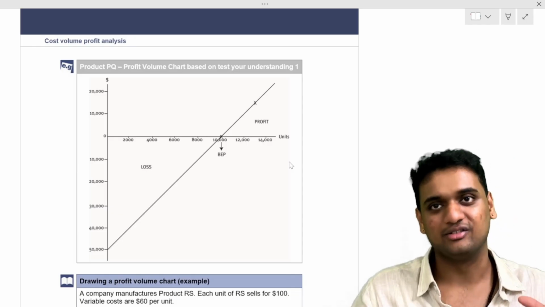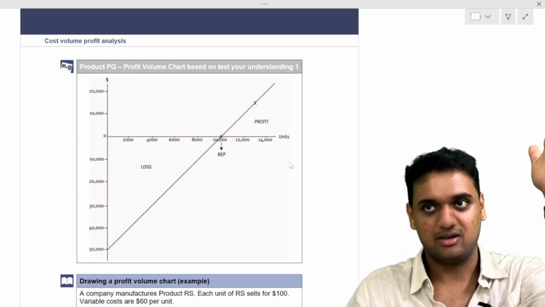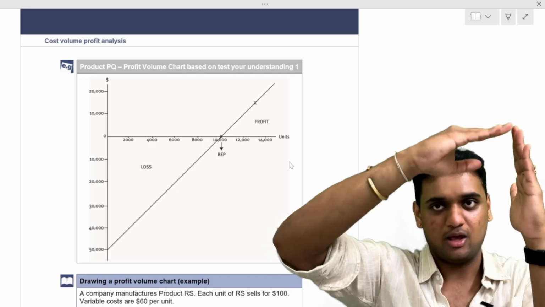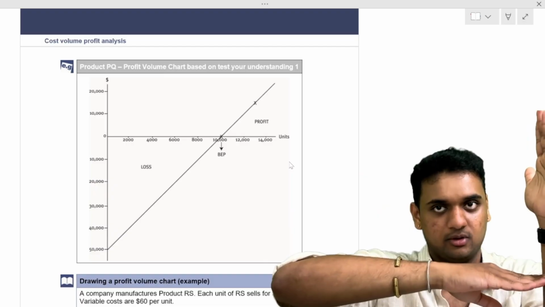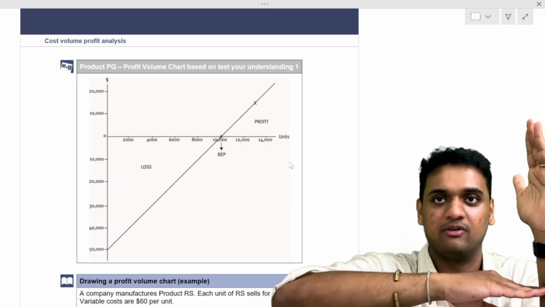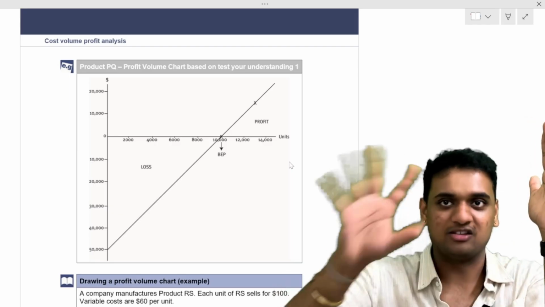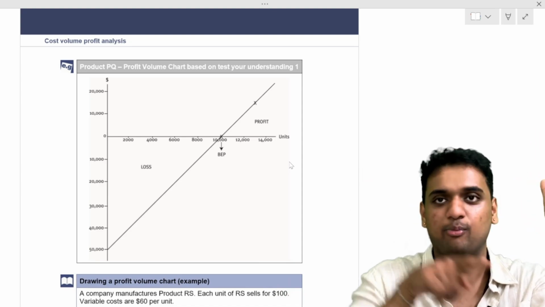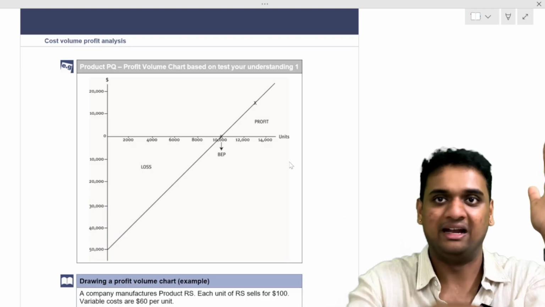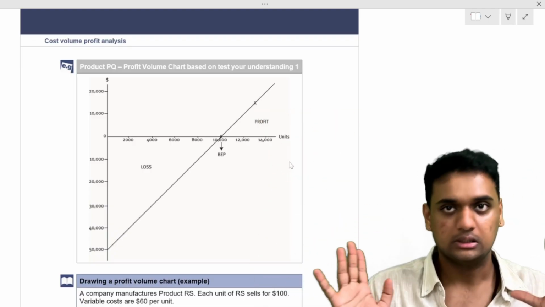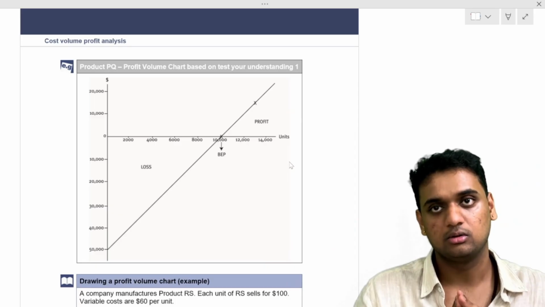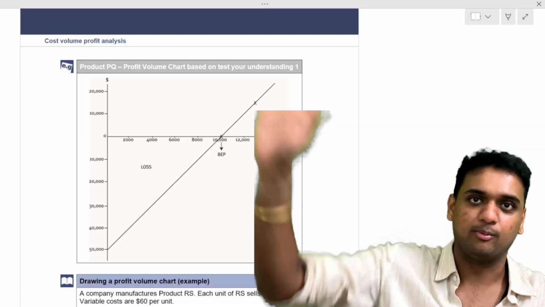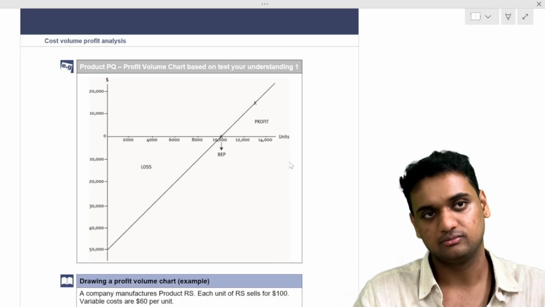So these are the things we have to see here. First, the y-axis. The x-axis will be here in between. Below that will be loss, above that will be profit. Always my PV chart will start from where? From loss. At 0 units, my loss will be fixed cost. Second point will be the break-even point, where it intersects. Third, it will keep on going. Below will be your loss, above will be your profit. This graph is called the PV chart, the profit volume line.